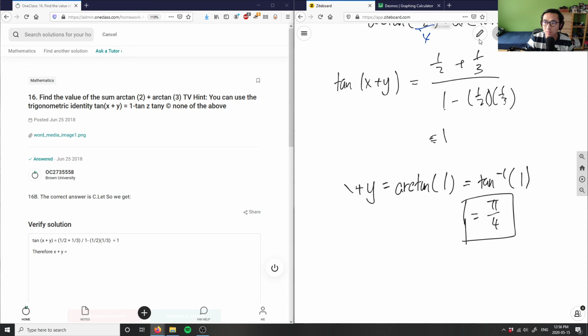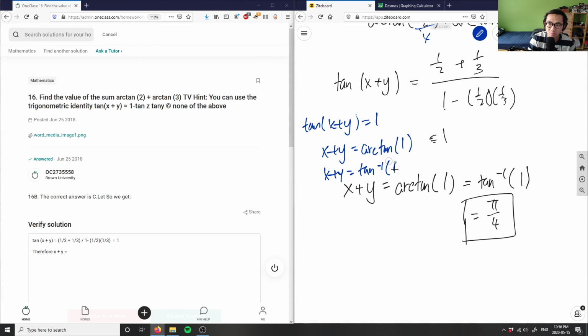Let me rephrase this. I'm going to do this in blue. Because tangent of x plus y equals 1, then I can say the inverse would be arctan of 1. So x plus y equals this, which would equal pi over 4. So this solution is correct. I think I missed this step in terms of algebraically manipulating it, so that's my fault.